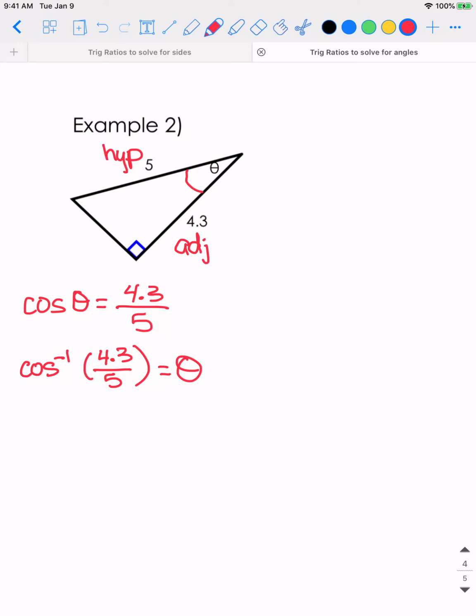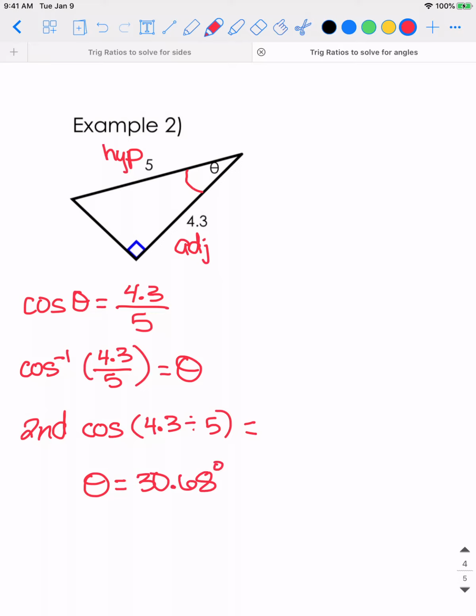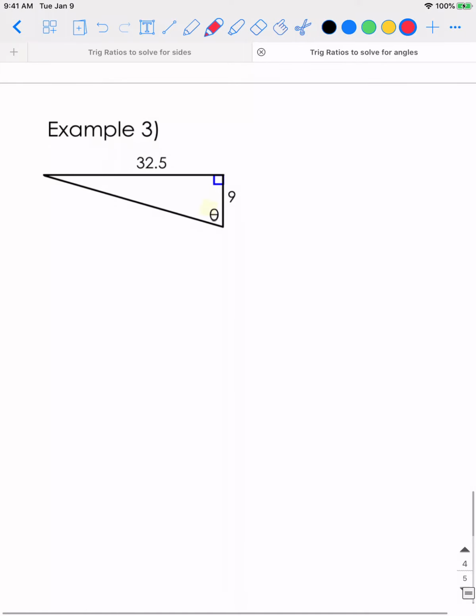So in our calculator, we're typing in second cosine 4.3 divided by 5 equals. So type that into your calculator, make sure we get that. Let's round to 2 decimal places. So theta should equal about 30.68 degrees. Again, we're talking about angle measurement, so we need to make sure that we put the degree symbol. Okay, so now what I want you to do is solve example 3 for theta. So take a second to go ahead and do that.